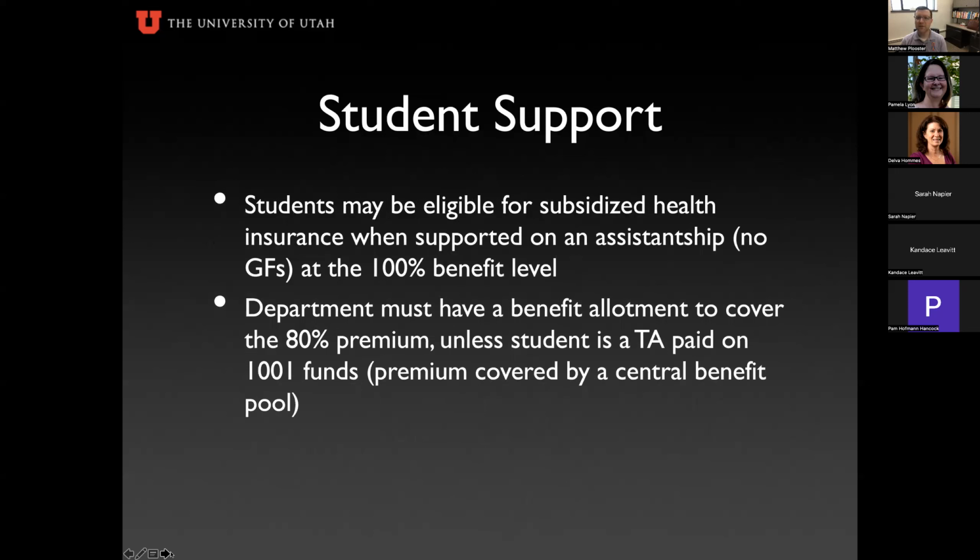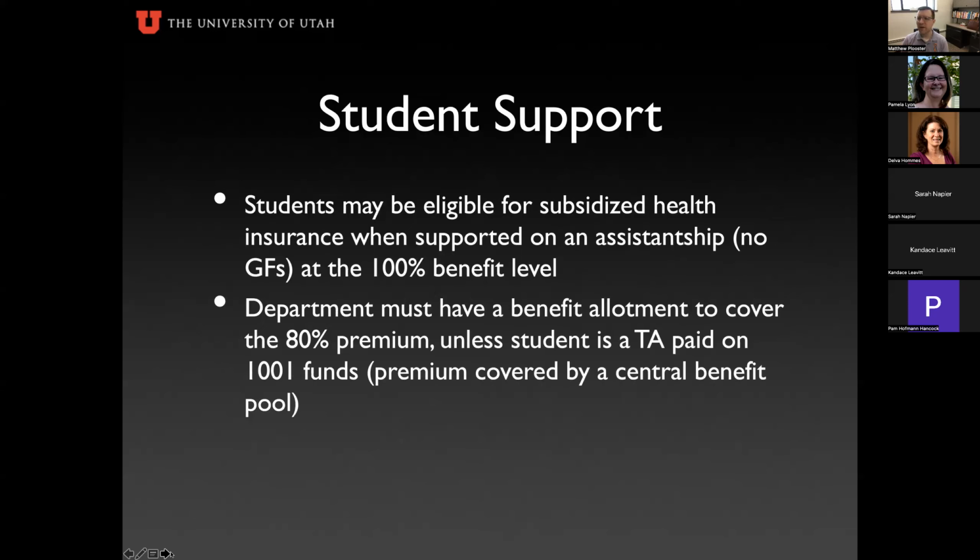Students may be eligible for subsidized health insurance only when they are supported by A, an assistantship, so no GFs, and B, they must be supported at the 100% benefit level, which means for this coming year, they must have payroll support of at least $83.55 a semester to be eligible for the subsidized health insurance. 50% and 75% tuition benefit are not eligible, as well as GFs.